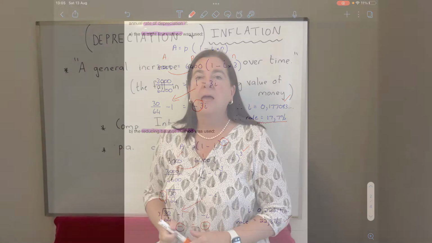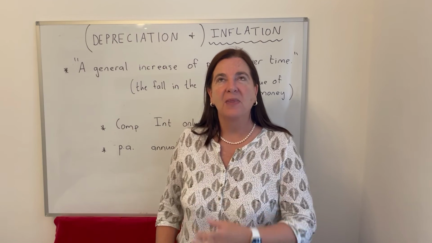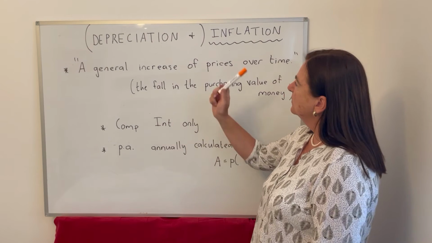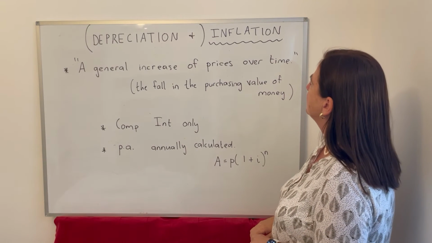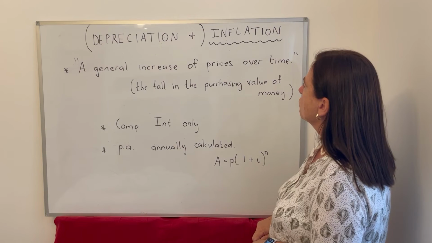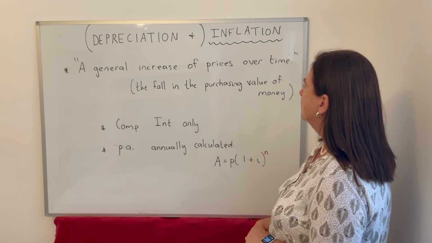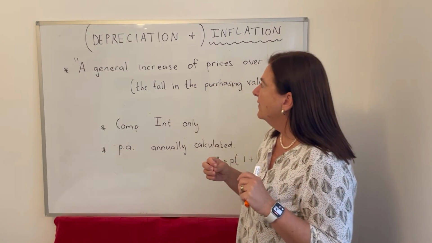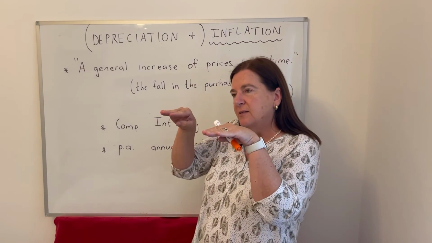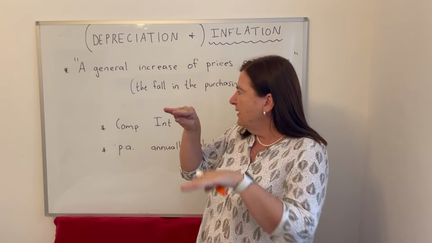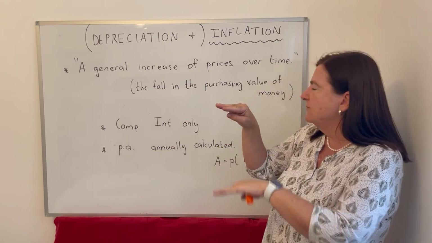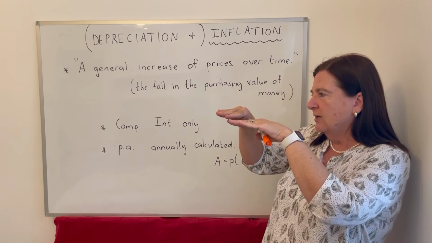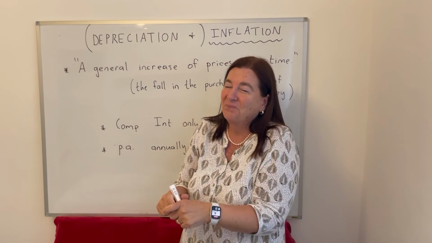Thank you. Okay, we've had a look at depreciation. Now we're going to have a look at inflation. And inflation, in a nutshell, is a general increase of prices over time, or the fall in the purchasing value of money. So if you talk about the economics of it, you're either going to talk about the increase of prices, or if the price stays the same, the purchasing value of the money goes down. So either price increases or values go down. So essentially, either way you're losing value.